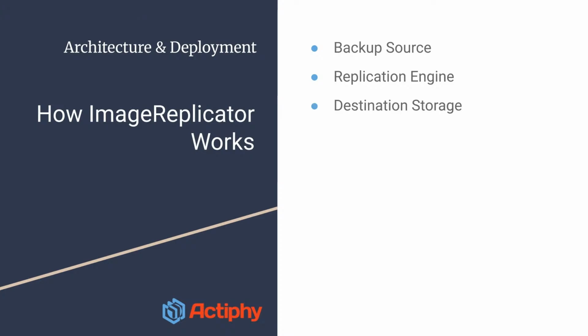ImageReplicator supports a wide range of replication destinations, including local storage, network shares, NAS devices, remote locations, and cloud object storage. This flexibility lets you build a disaster recovery strategy that aligns with your organization's infrastructure and business requirements.